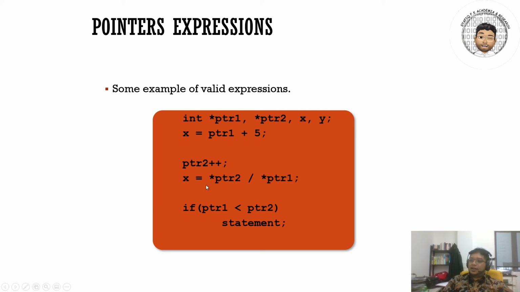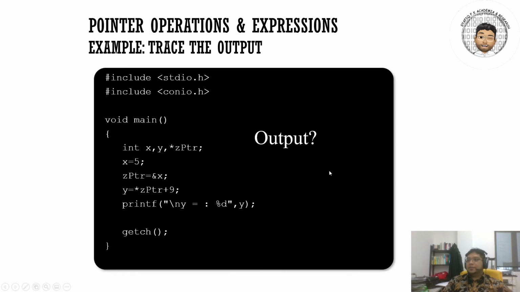And here, the value of pointer2 divided by the value of pointer1 equals x. So the value pointed to by pointer2 divided by the value pointed to by pointer1 is equal to x. And then here, the address stored in pointer1 is less than the address stored in pointer2. These are some of the valid expressions that you can use, but usually this is done in very serious high-level programs.